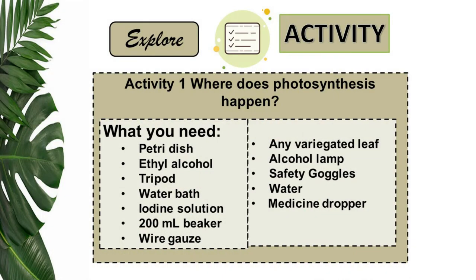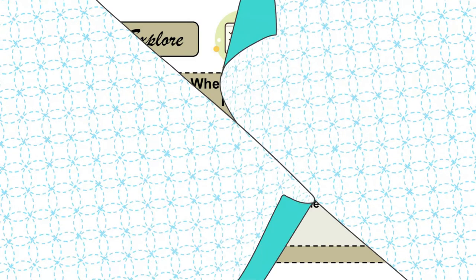This time, let us explore the process of photosynthesis by doing this activity. This is entitled, Where Does Photosynthesis Happen? The materials that you will be needing for this activity are the following: Petri dish, ethyl alcohol, tripod, water bath, iodine solution, 200 ml beaker, wire gauze, any variegated leaf, alcohol lamp, safety goggles, water, and medicine dropper.